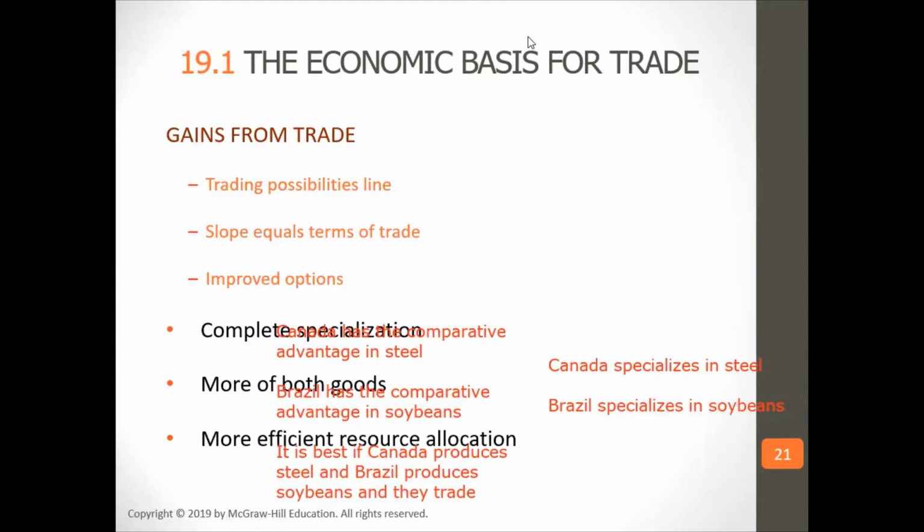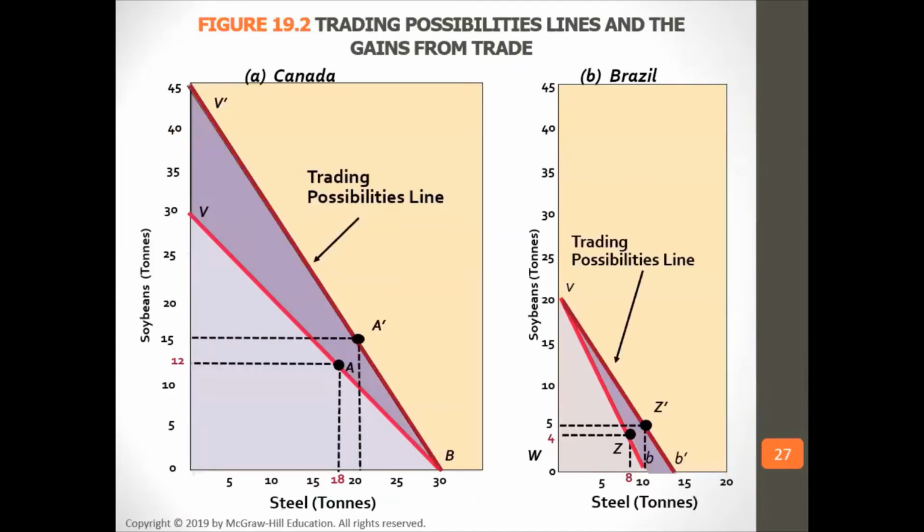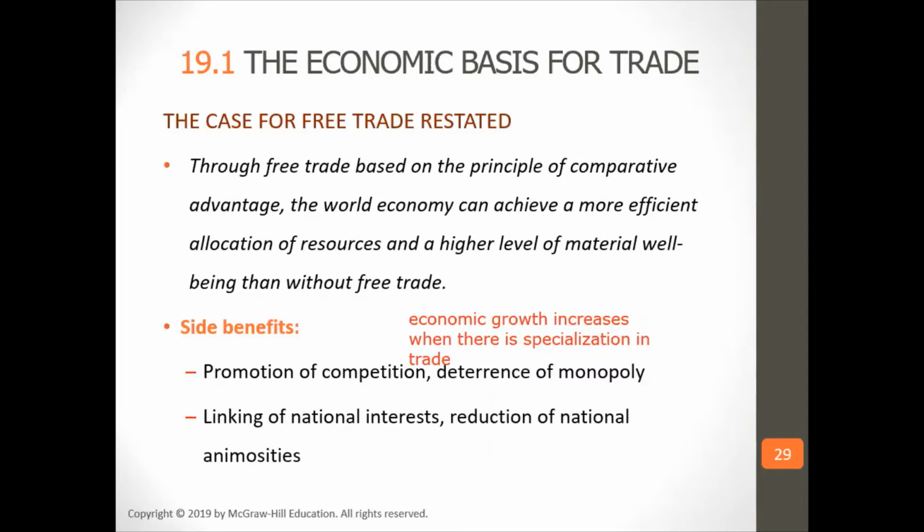The good thing about specialization is that there's complete specialization, more of both goods, and more efficient resource allocation. This expands economic growth. Economic growth increases when there is specialization in trade. So free trade is important. Having no tariffs in trade, no trade barriers, is good for economic growth and efficiency.